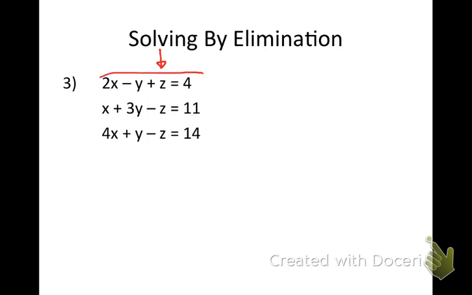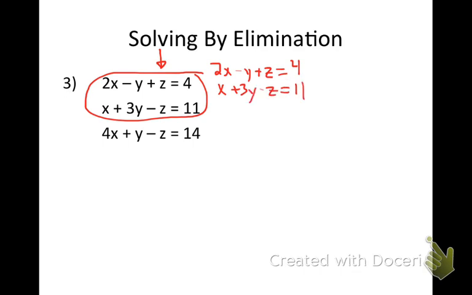Okay? I'm going to set up the first two to eliminate. So I have 2x minus y plus z equals 4. Then I have x plus 3y minus z equals 11. Now I picked the first two equations, now I need to pick 2 more equations. Which other 2 equations do I pick? The first and the bottom, yeah, the first and the third one.